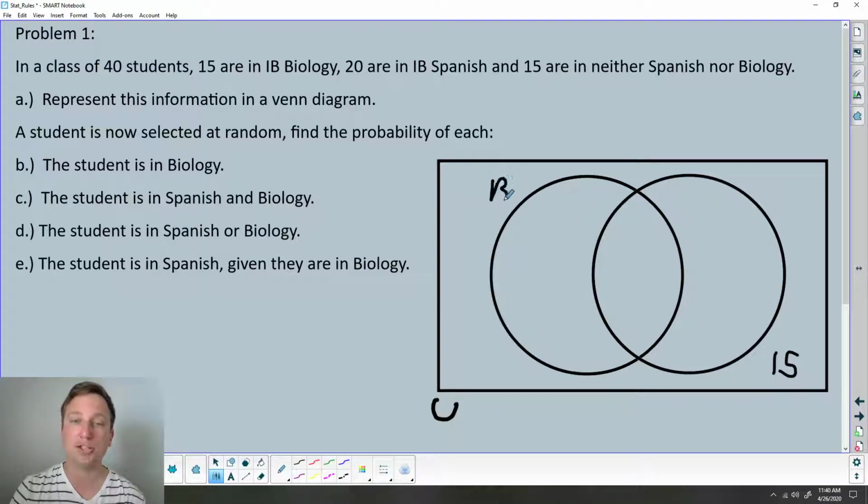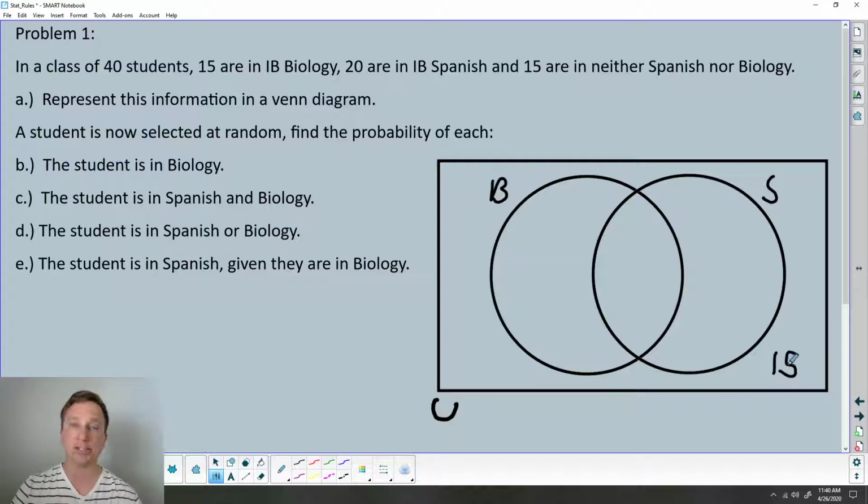If I have biology here and Spanish here, I'm not even going to worry about this part yet because I need to make the Venn diagram first. So if I know 15 are in biology, don't take the bait and just put 15 here, because that's this region and this region combining to be 15. It's not just 15 in bio by themselves. Some of those may be in Spanish as well. We're not sure.